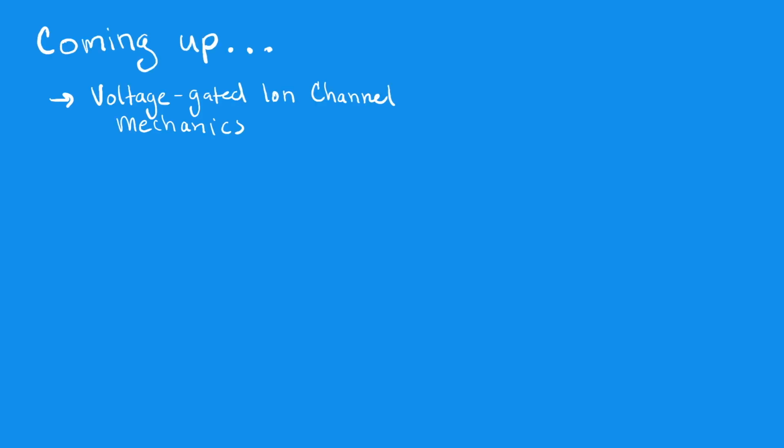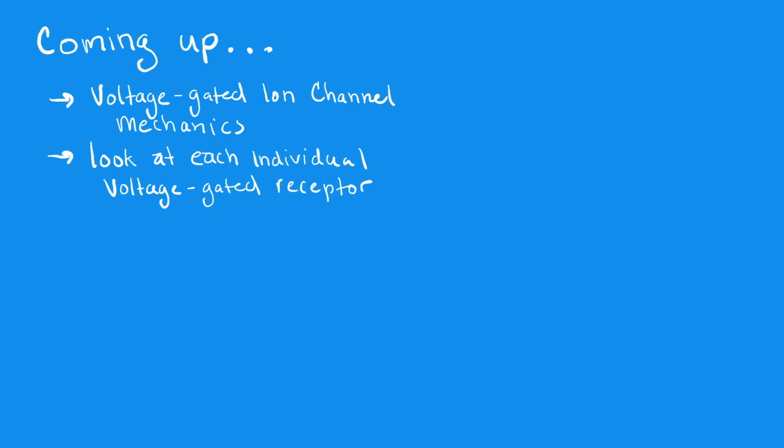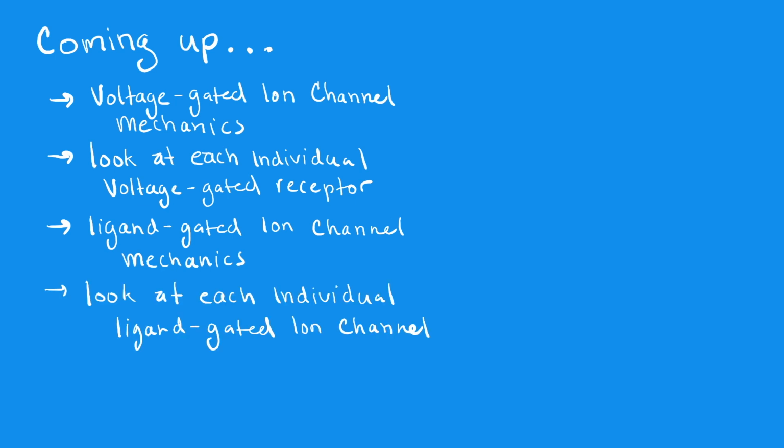In the upcoming videos, we will look at the general mechanics of voltage-gated ion channels. Then we will spend some time looking at the specifics for each individual voltage-gated receptor, such as sodium, calcium, and potassium. Similarly, for the ligand-gated ion channels, we will look at the general mechanics before diving into some of the specifics of acetylcholine, GABA, and NMDA receptors. I hope that you're ready to dive into the very cool world of how receptors work. As we go through them, just take a moment to appreciate that the mechanics we will be talking about are taking place all over your body pretty much all the time.